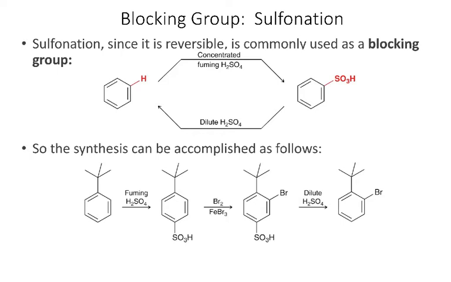To more specifically accomplish the synthesis that was presented on the last slide, we would first react this compound with fuming sulfuric acid. That will preferentially add the SO3H to the para position. I can then use bromination to add the bromine to one of the ortho positions, then hit it with dilute sulfuric acid to take that SO3H group back off and yield the product that I was interested in.